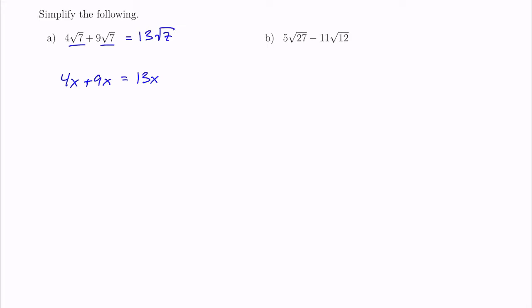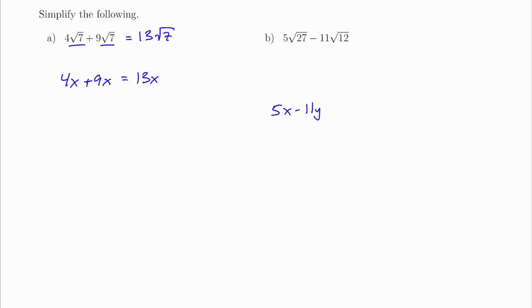Now when we look at part B, we have 5 root 27 minus 11 root 12. In some ways this seems like it might be the same thing as 5x minus 11y. Because those radicals are not the same, it would appear that they are not like terms. But one difference between the variables and the radicals is that radicals can often be simplified. The square root of 27 can be reduced down to something simpler. Same thing with the square root of 12. So before we stop and say there's no way to simplify this, we need to always reduce our radical factors.